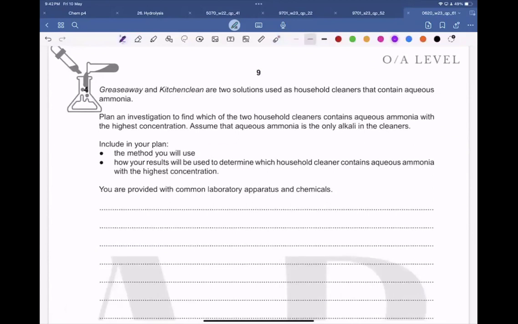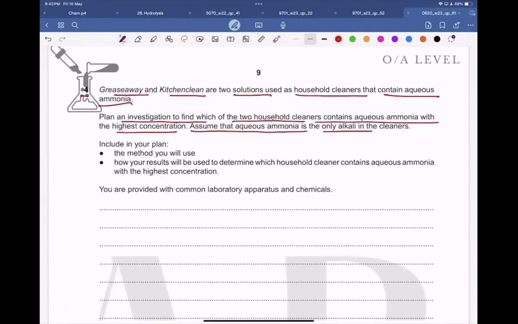Now, question number 4. Grease away and kitchen clean are two solutions used as household cleaners that contain aqueous ammonia. Plan an investigation to find which of the two household cleaners contains aqueous ammonia with the highest concentration. Assume that aqueous ammonia is the only alkali in the cleaner. So we can do the titration with hydrochloric acid of the same concentration, for example. The one having more concentration will use more volume of hydrochloric acid, and the other one will take less volume of hydrochloric acid if it's diluted.